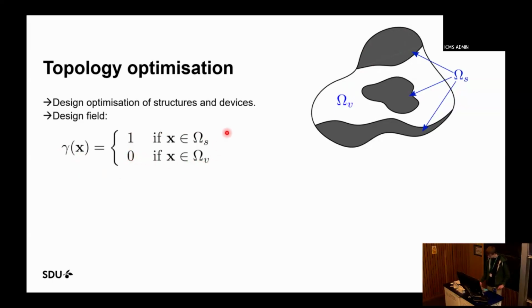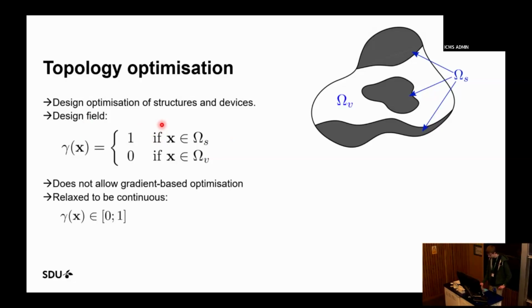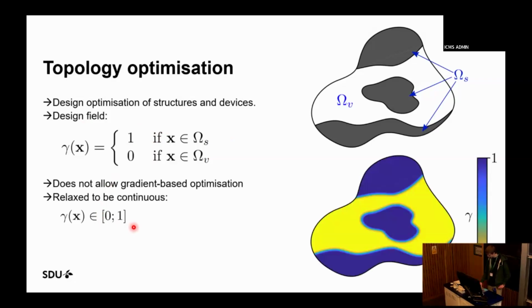Now we want to do optimization, but this does not really allow for gradient-based optimization methods because this is a discrete variable. It's either 1 or 0. So what we do is that we relax gamma so that it is continuous and it's allowed to vary between 0 and 1. And so that means that you might end up with a design field that looks something like this. So it's equal to 1 in some parts of the domain, it's equal to 0 in others. And then there are also other parts where it varies smoothly between 0 and 1, as here.